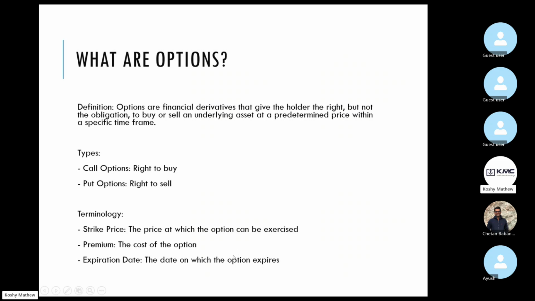Clear? If you have any doubt, please ask me. This is also a little important: strike price, premium, and expiration date. Matthew, can you please go back to the chart and clearly highlight the strike price and premium? I think I'm not clear on that.